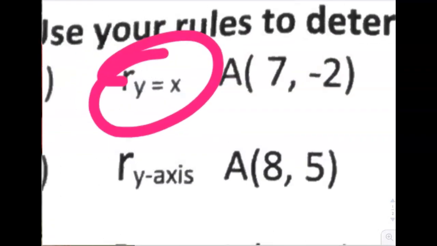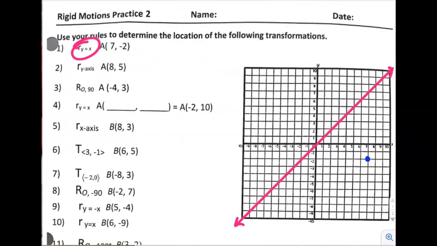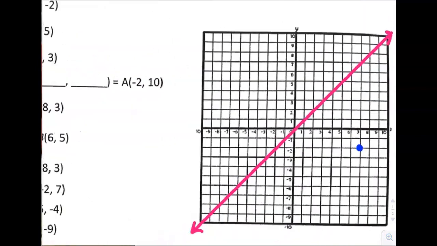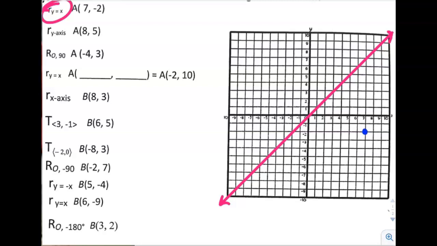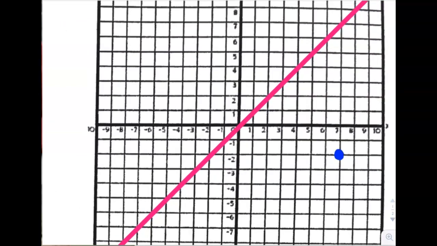Number one, you're reflecting over the line y equals x. Y equals x is a diagonal line. It goes right through the origin. I already have the point 7, negative 2 on the grid. Remember, you count diagonals. So 1, 2, 3, 4 and a half, 1, 2, 3, 4. And you end up at negative 2, comma 7.